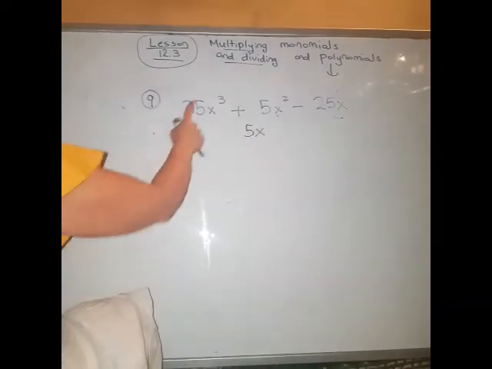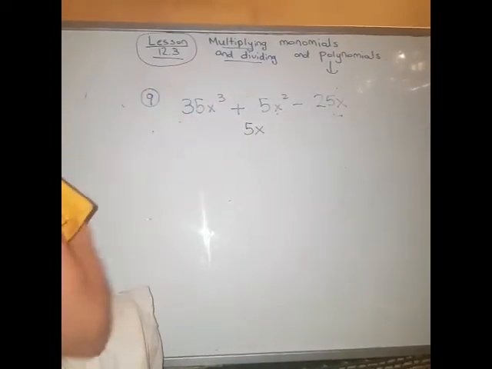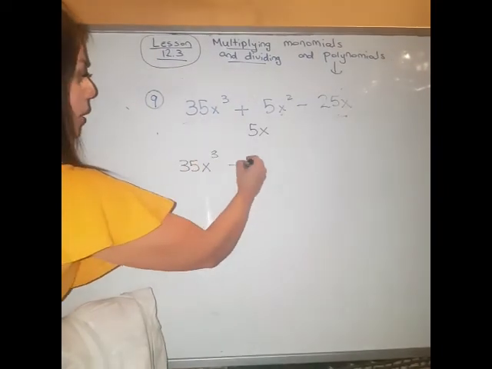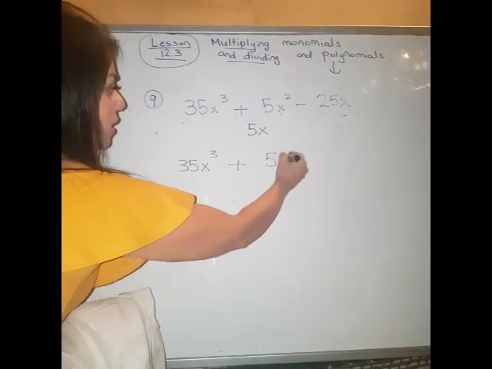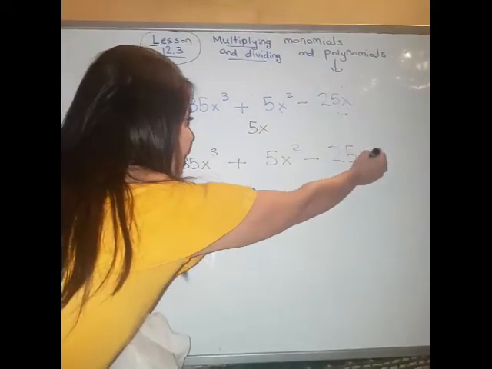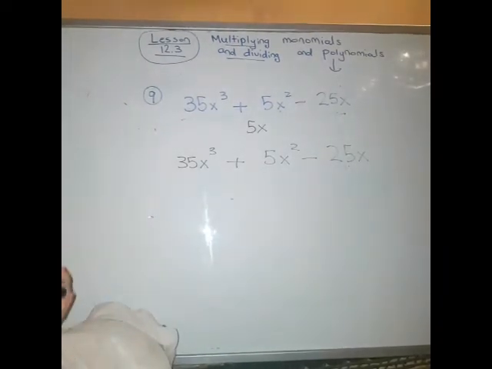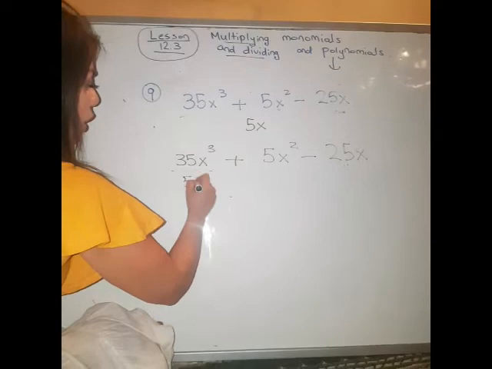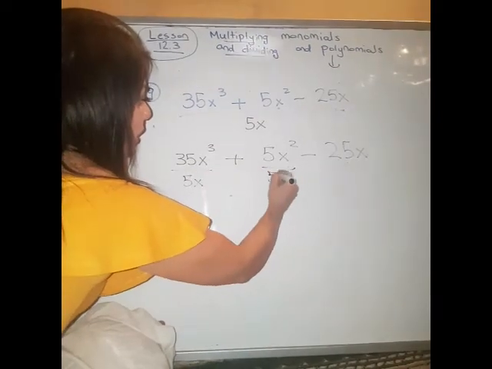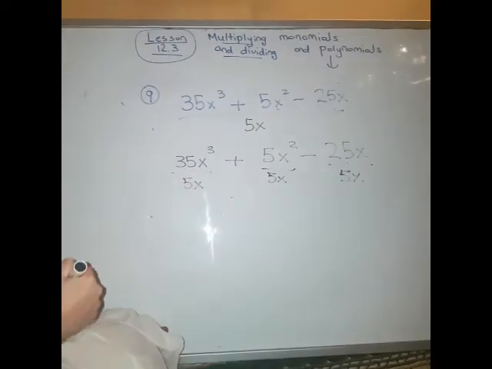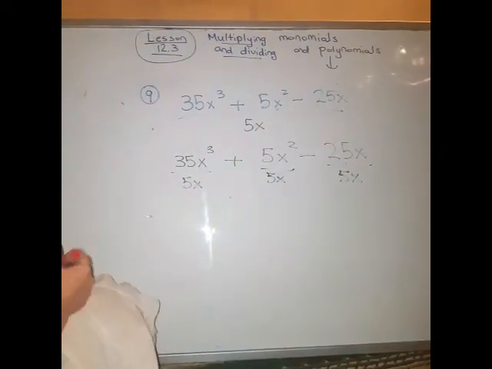Okay, again I have 3 terms. The first thing I do, I split up my numerators. Plus 5x to the second minus 25x. What's my denominator? It's 5x. So I put my denominator on every numerator. Okay, and now what do I do? I start dividing the numbers.